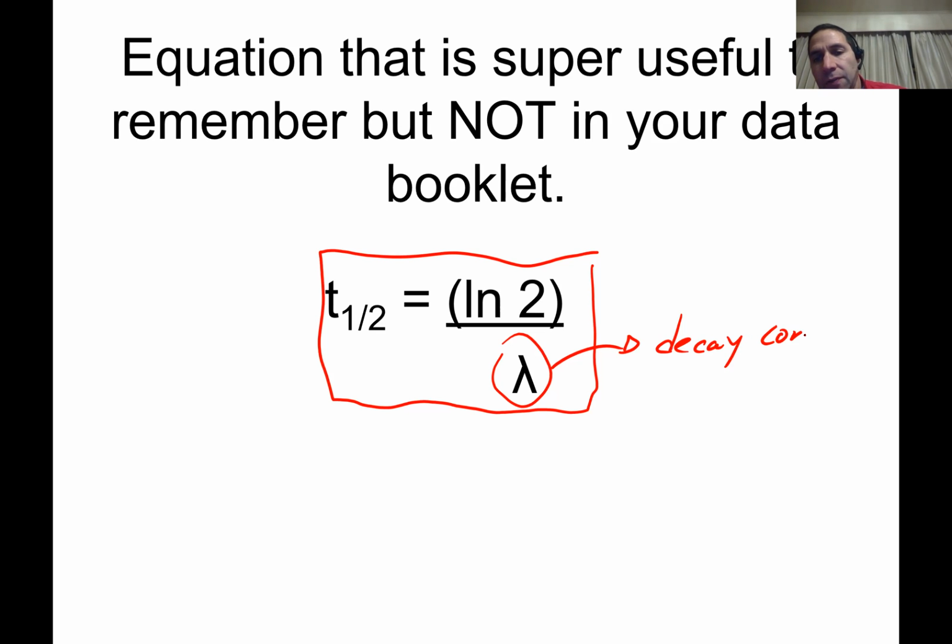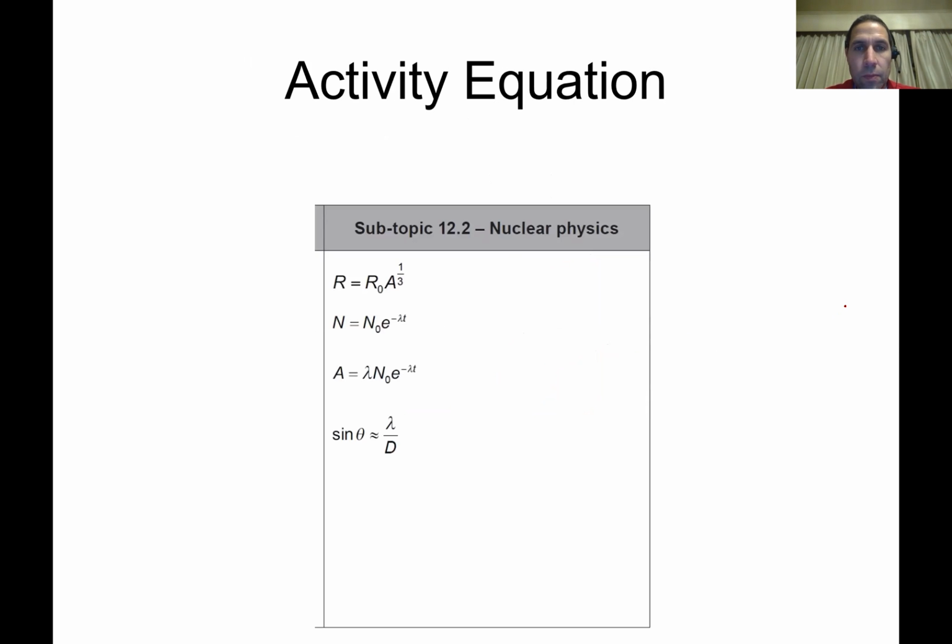And basically, if I take the natural log of 2 and divide it by the decay constant, I get the half-life of the substance. So that's something you want to keep in mind, and I would definitely commit that to memory, especially if I was an HL exam test taker.